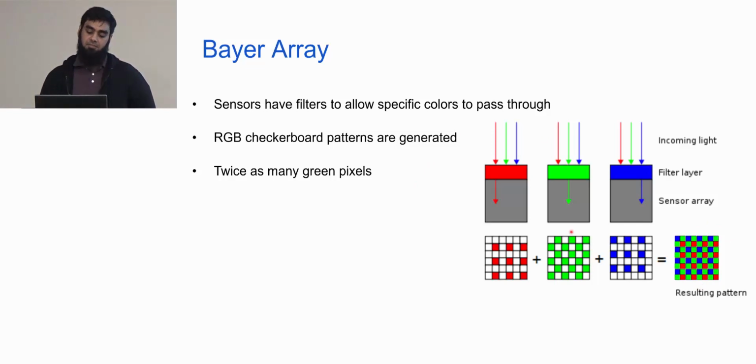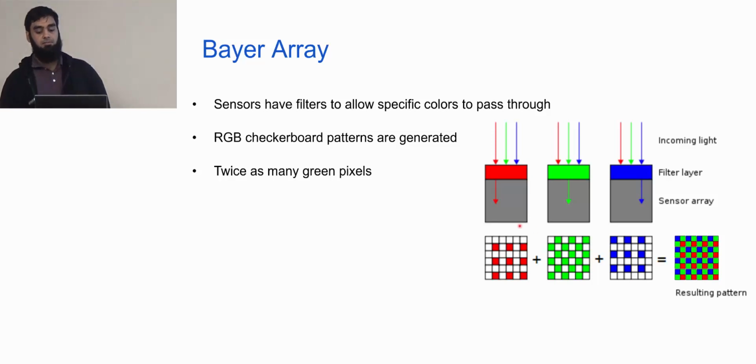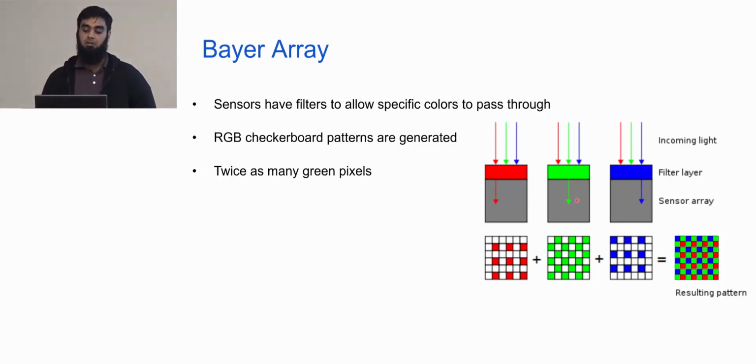And you can see there's another important thing that you can notice over here. There are twice as many green pixels as there are red or blue. The reason for that is because humans are more sensitive to the color green. Our eyes are more sensitive. So that's sort of incorporated in the design.